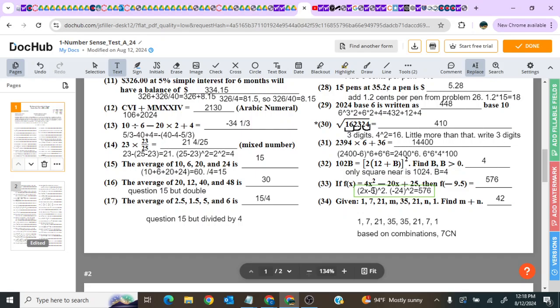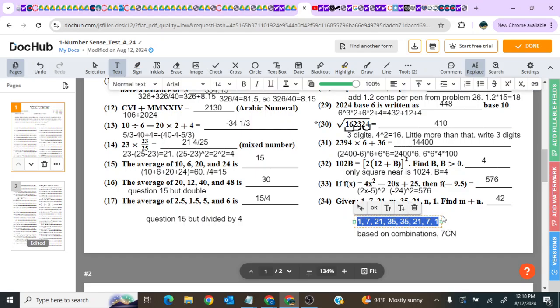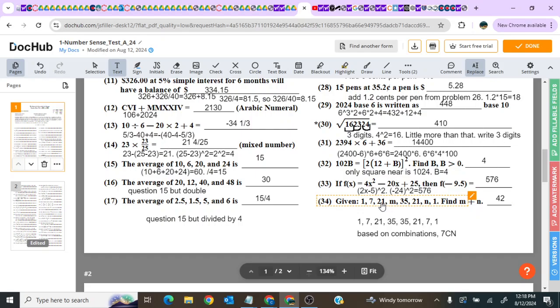1, 7, m, 35, 21, n, 1. Well, this is a bit of a hard pattern to figure out, but it's basically the combinations of 7 choose n. So in other words, 1, 7, 21, 35, 35, 21, 7, and 1. Your key to that should be the fact that this 21, this 21, and this 1 and 1 are the same. So in other words, this is 35, this is 7, and you get 42.